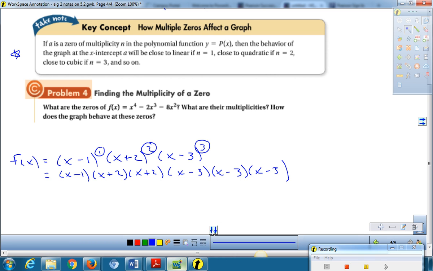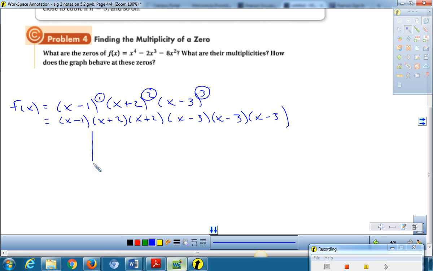So if you have a factor that is raised to the first, that means at x minus 1 equals 0, so x equals 1. At 1, the function will come straight through that 0, just like a line, because x to the first is a linear graph, so it's either going to look like this or like this, but it's going to go straight through.